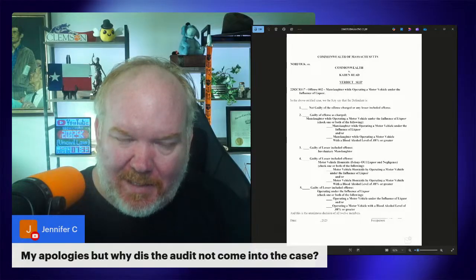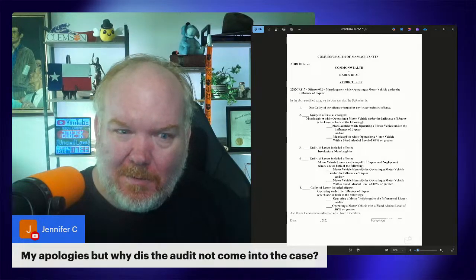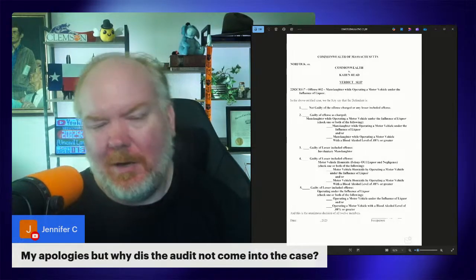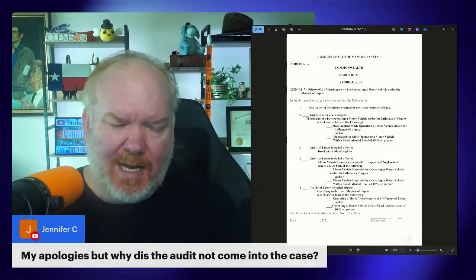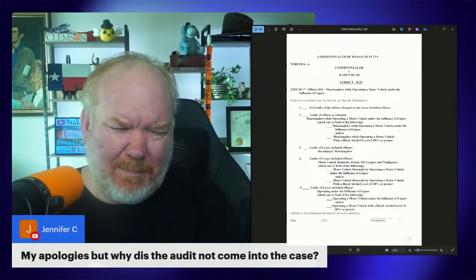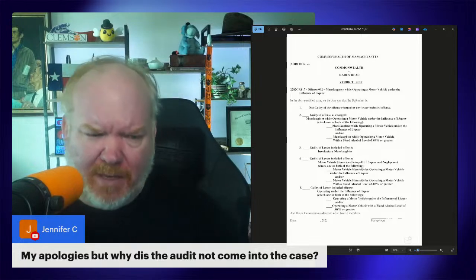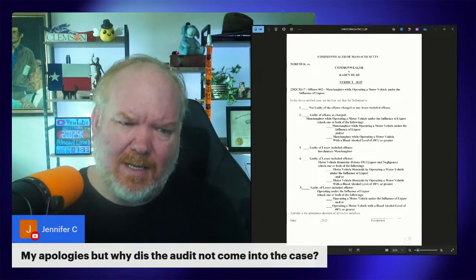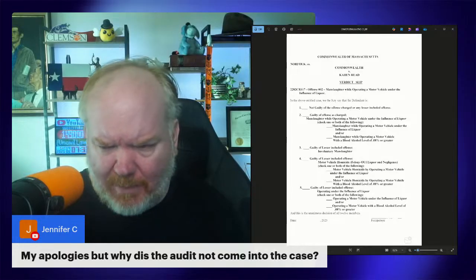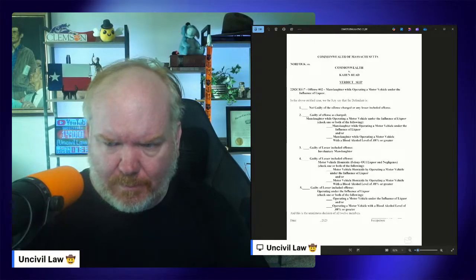Why did the audit not come into this case? Oh, well, a lot of it, the audit didn't really have anything to do with this case as such, as memory serves. I didn't read the audit. I skimmed it. I don't remember the audit really having anything to do with the case. It had to do with a lot of systemic issues, but it's a little off point, basically, is probably the short answer to that question.